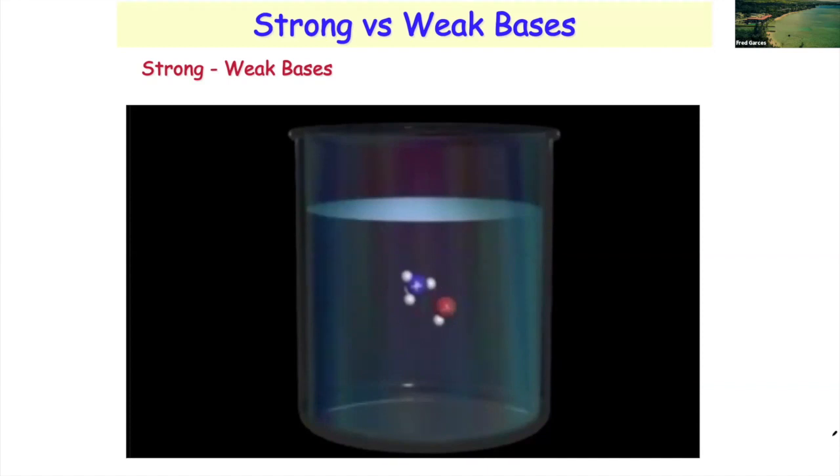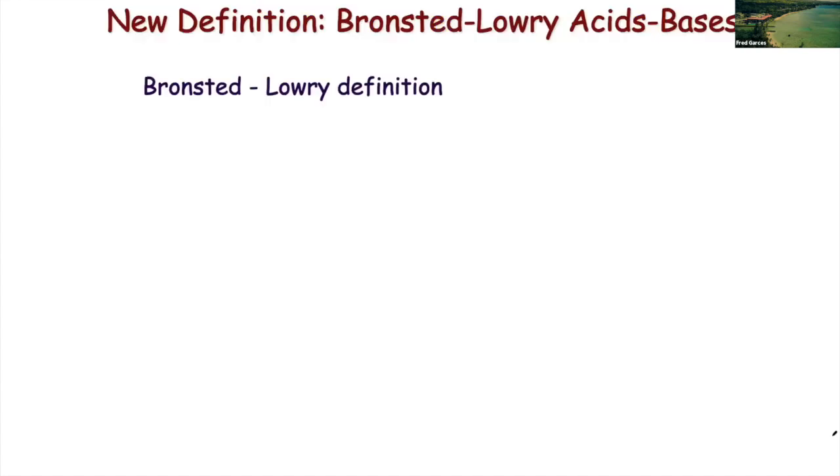So again, you see the illustration of what makes something strong or weak. Strong generally means that it breaks apart 100% of the time. Weak tells you it's only a partial percent of the time. It applies to both acids and bases.